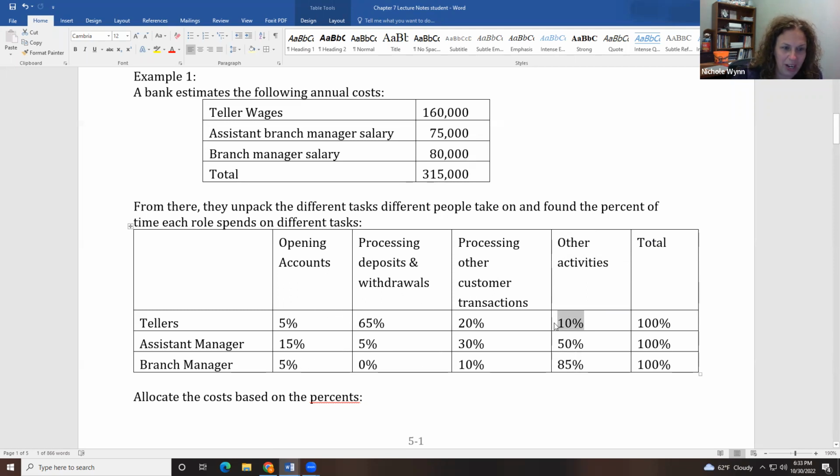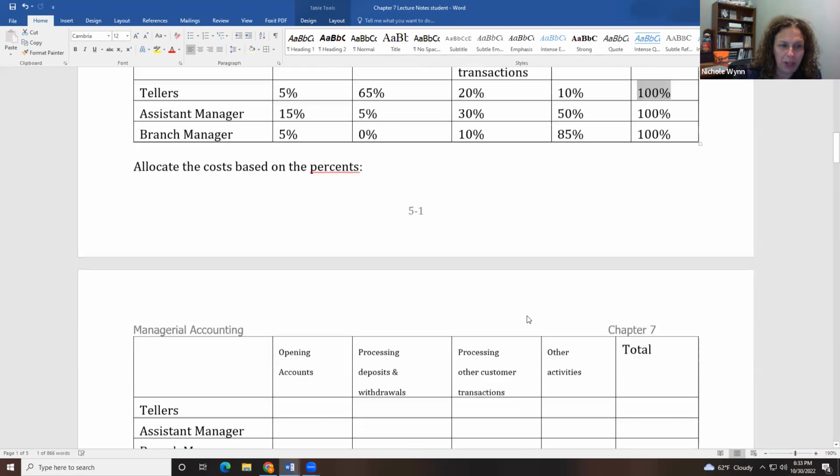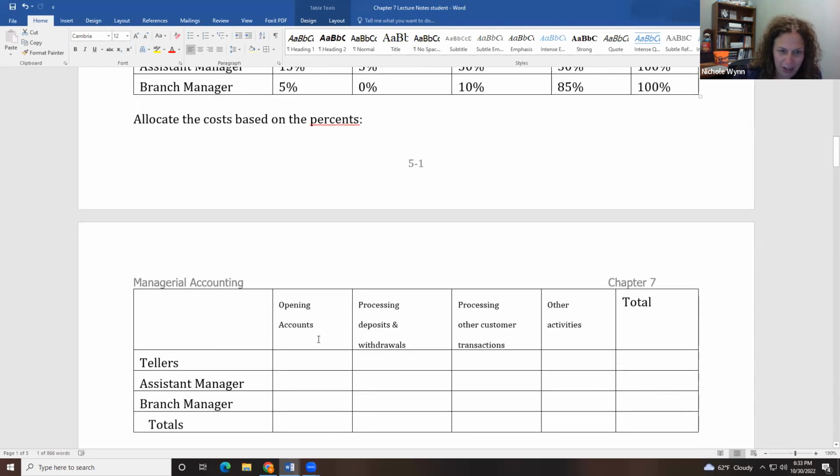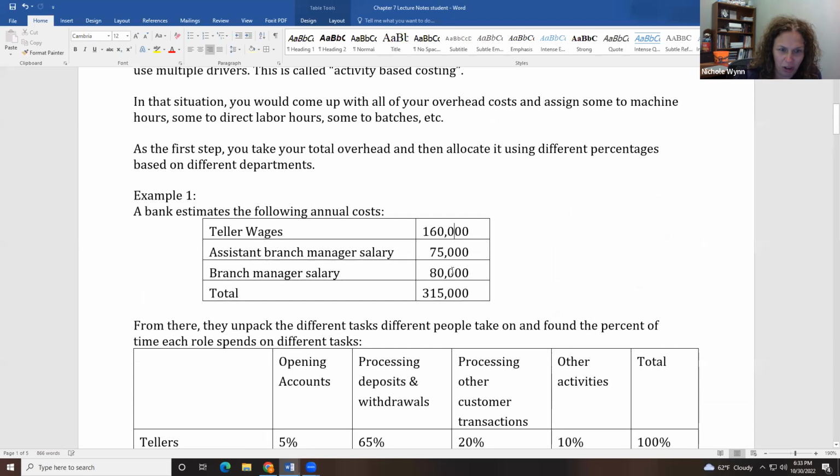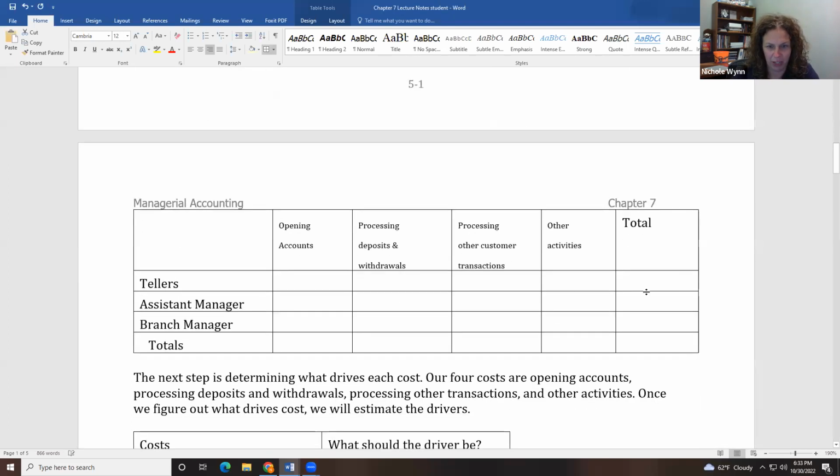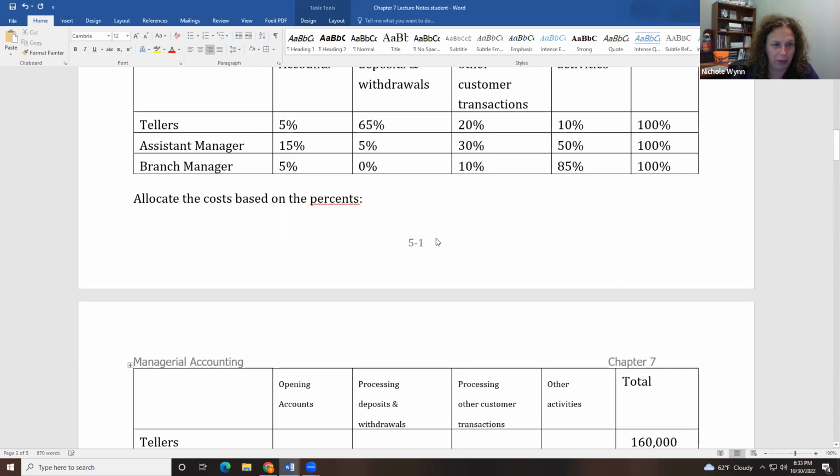What we'll do is take these costs. Teller wages are 160,000. I'm going to take 160,000 and split it up based on the different roles that they do. On the next page, we can see the different roles that they do. I'm going to start off by putting these dollar amounts down here, and then I'm going to split it up based on the percentages.